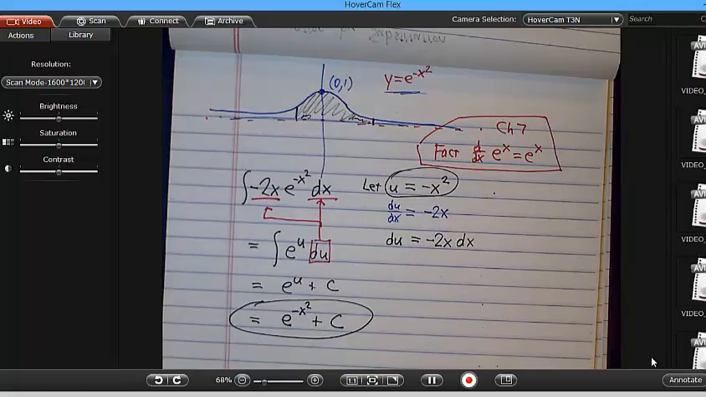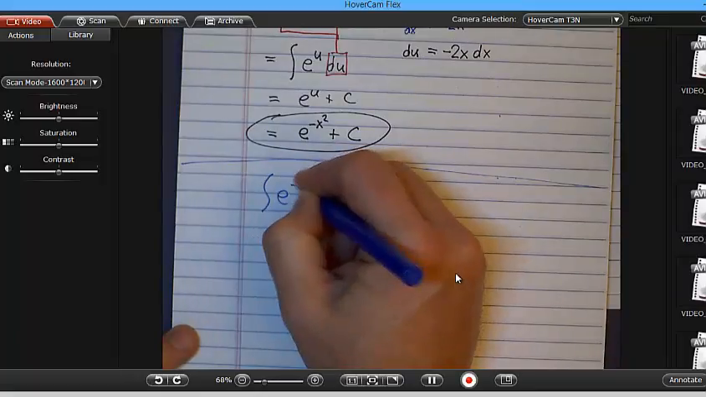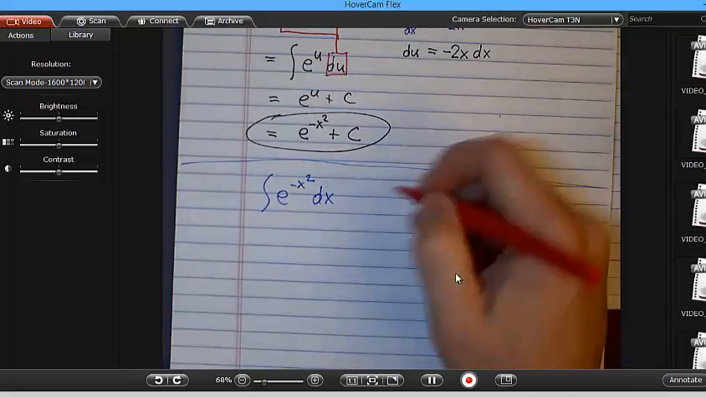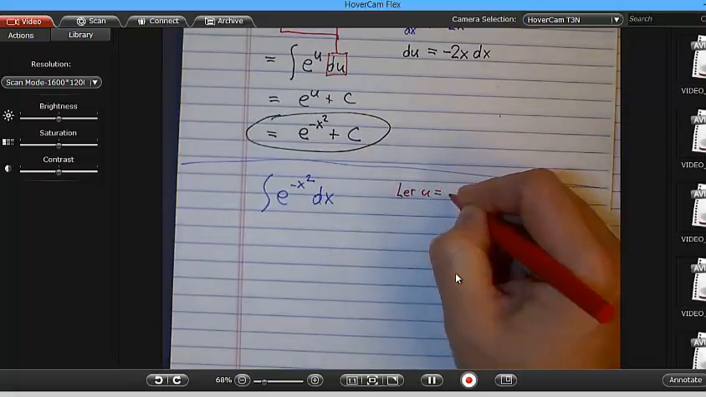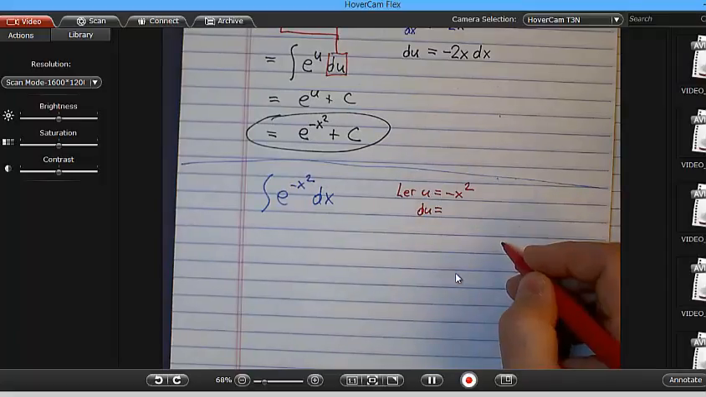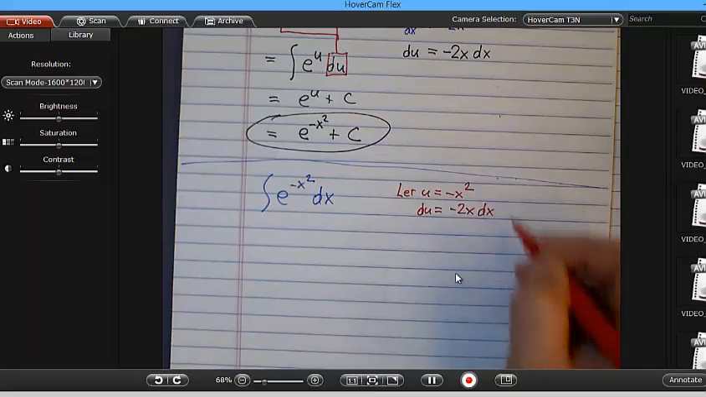Mike? Well, if we can do that when we have x times e to the negative x squared, why can't we do that when we just have e to the negative x squared? That's a great question. Let's try it. What would happen if I did that? Integrate e to the negative x squared dx. Okay, so what's your suggestion? Same thing, right? Let u equal negative x squared. Okay, what does du equal? Well, we did that before. It's negative 2x dx, correct?